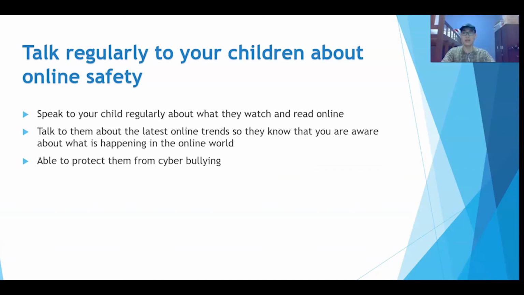Next, you can talk regularly to your children about online safety. Speak to your children regularly about what they watch and read online. Talk to them in an age-appropriate manner about things that can get them in trouble, including a discussion of sexting, viewing inappropriate websites, photos, and videos, and also the possibility that people they chat with online may not be who they seem. Then continue to have conversations about these topics and ask your children questions about what they are doing online from time to time.